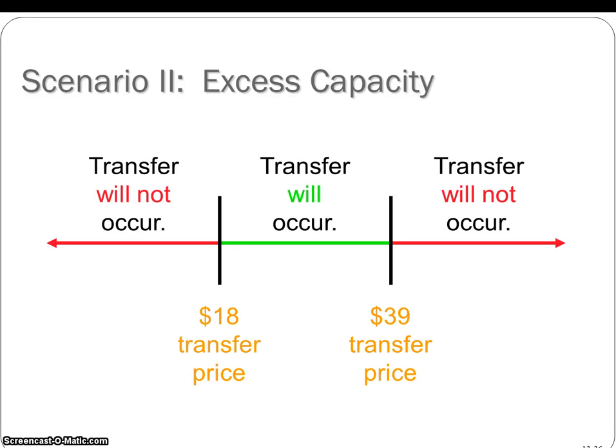And again, this is illustrated a different way. When the transfer price is set between 18 and 39, and that 39 is determined because they could have gotten product from an outside vendor at $38, that's going to be your sweet spot where the transfer will occur internally. If the cost is set lower than 18, or if the cost is set higher than 39, the transfer will not occur.